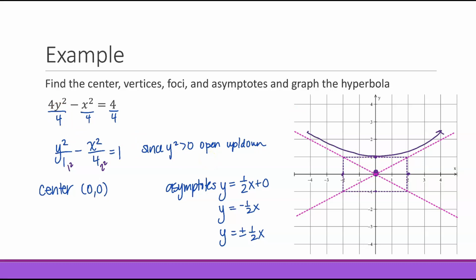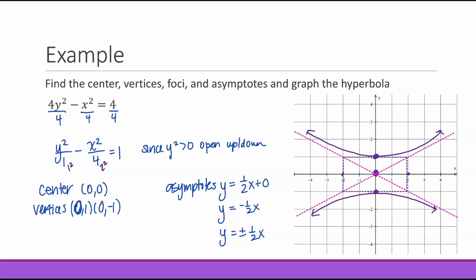We're going to go ahead and open up this graph, make sure it goes through that point right there, one of the midpoints of the rectangle. And then here, we're going to go ahead and sketch the other part of the hyperbola. So we can see that our vertices are going to be those points along the y-axis, 0, 1, and 0, negative 1.